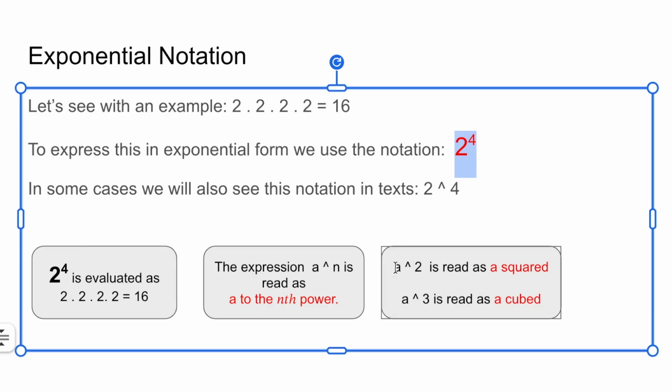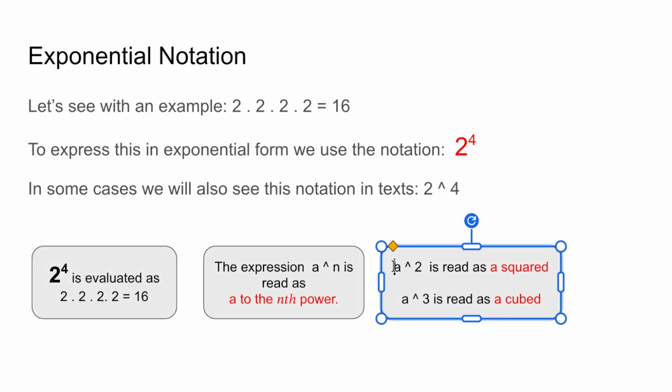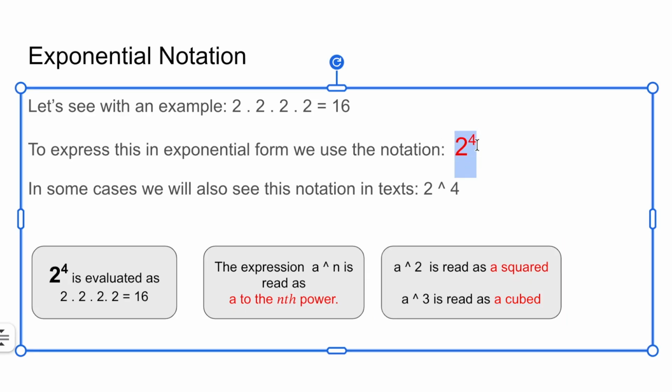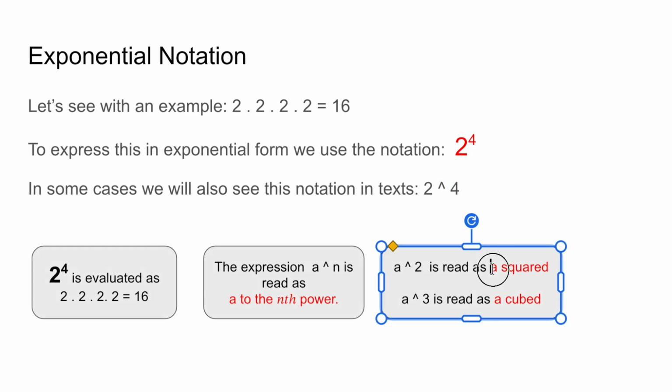And for exponent 2 and 3 alone, we have a special name because we commonly keep using this. A raised to the power 2 is normally read as a squared. We call it a square. A squared, and a raised to the power 3 is normally called a cubed. Beyond that, we don't have any specific names, or even if there are, we rarely use them. We will only say a raised to the power 4, 2 raised to the power 4. But these two have a special naming convention, a squared and a cubed. That is how we will be using this.